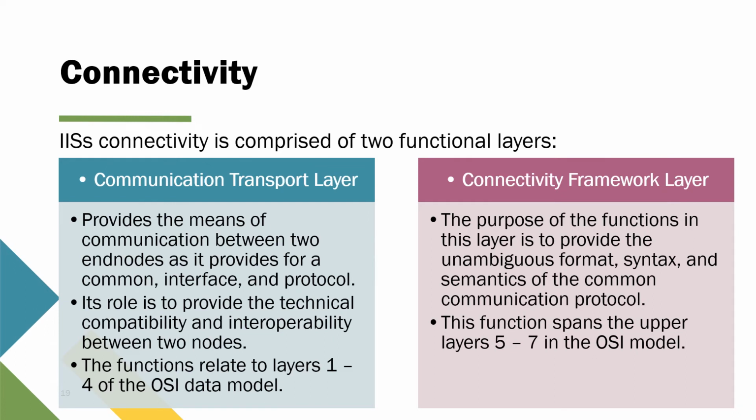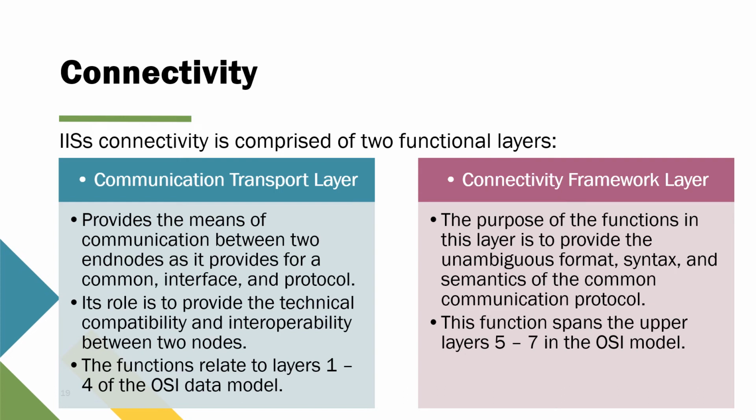As for IIC connectivity, they divide it into two functional layers, which are the communication transport layer and the connectivity framework layer. The communication transport layer provides the means of communication between two end nodes, as it provides a common interface and protocol. The role is to provide technical compatibility and interoperability between the two nodes, and the function relates to layer 1 to layer 4 of the OSI data model. We will see the OSI data model, don't worry. I'm just mentioning to you first what the communication transport layer and connectivity framework layer are.